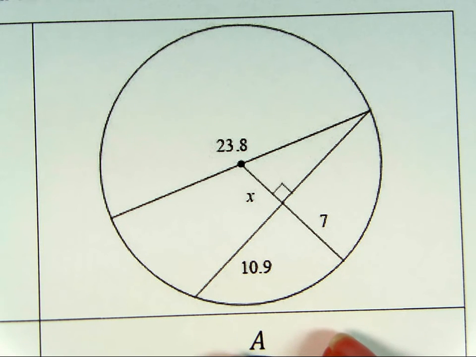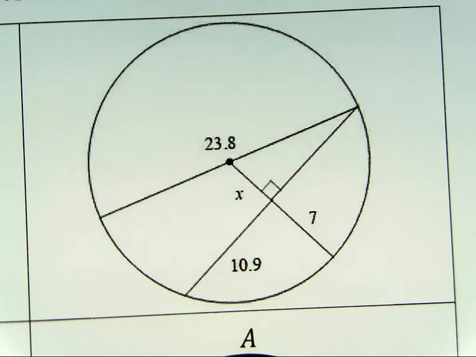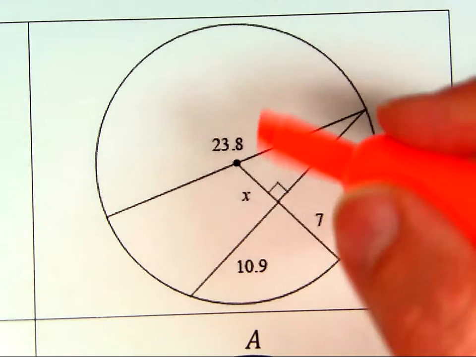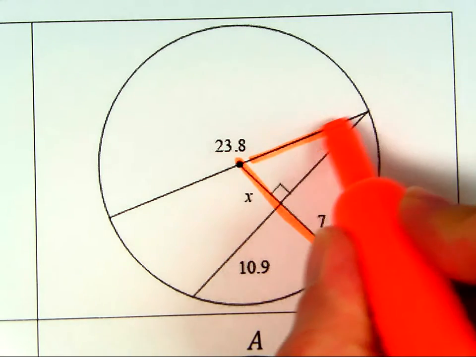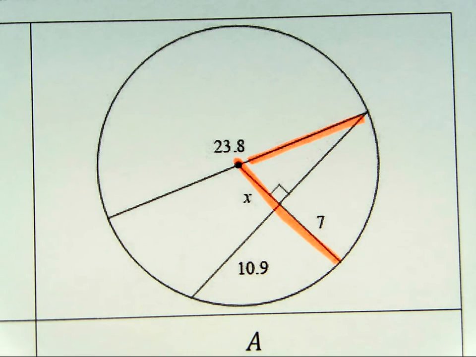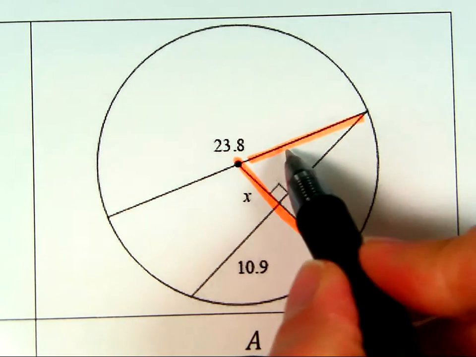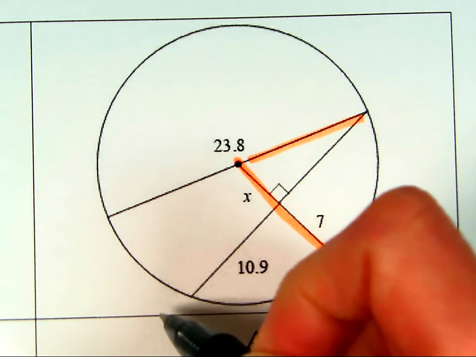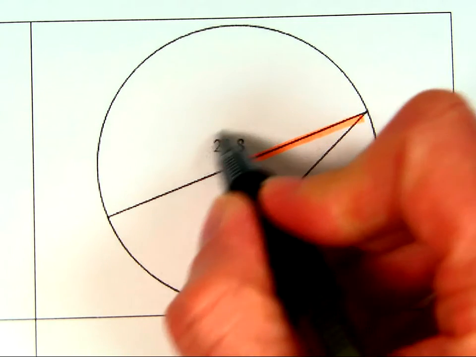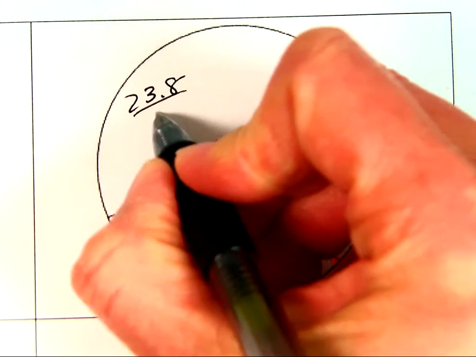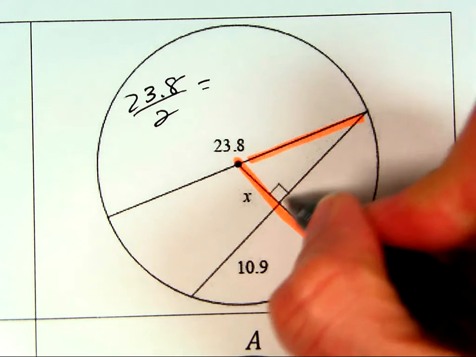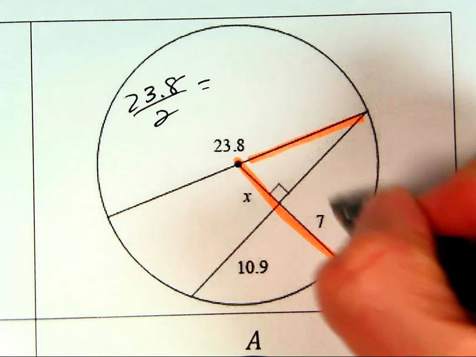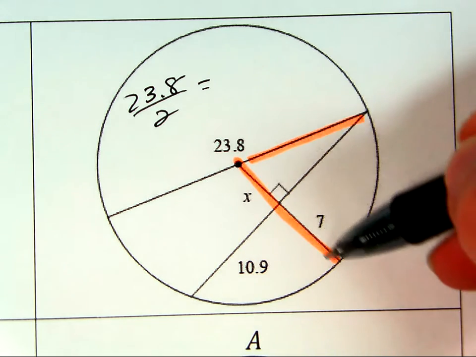Alrighty, over here, again, I'm going to get out my calculator and my highlighter, and I notice that that's a radius. And I also notice that this is the radius. Well, they didn't tell me what this radius was, but they tell me what the whole diameter is. So if I want to find the radius, I've got to take 23.8 and divide it by 2. That's going to give me my radius, which would help me find this, which is going to help me find this, because this is a radius.